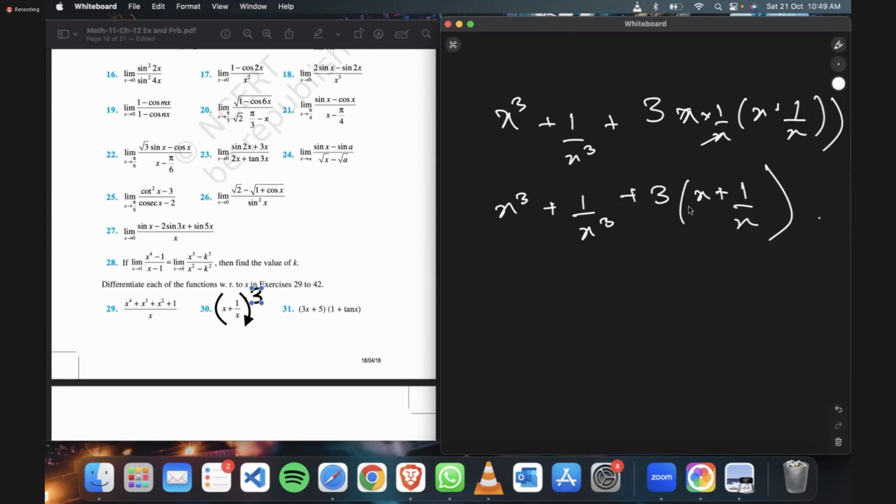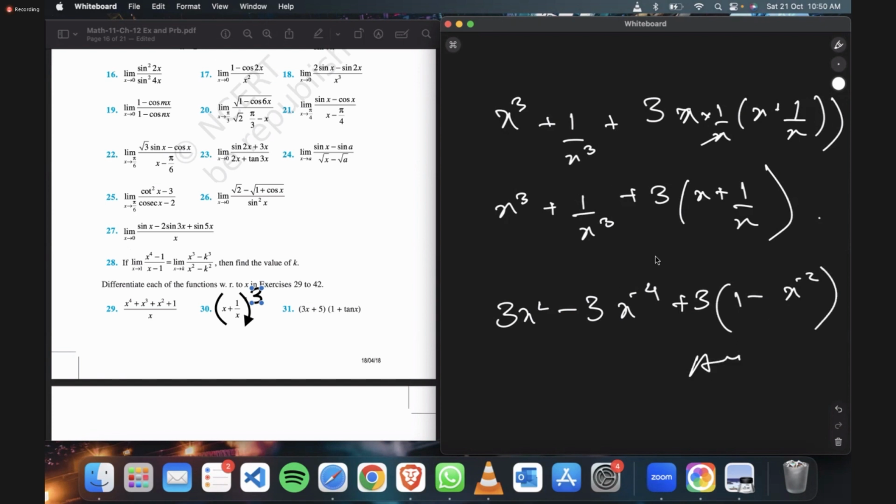Alright. Now I can differentiate this part easily. I'll be getting a 3x square here. X raised to the power of minus 3, so x to the minus 4. Plus 3 times 1 minus x raised to the power of minus 2. So this is the answer that I'm getting.